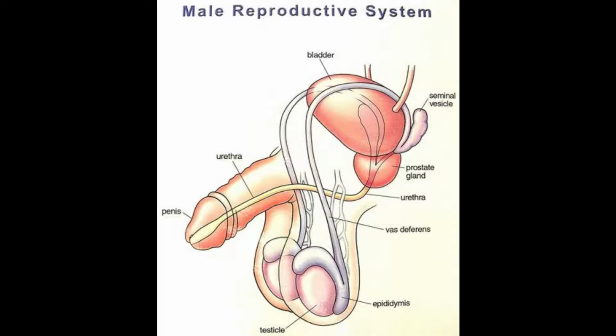Hi, my name is Jorge Monreal and I am going to explain the male reproductive system. Here in the image we can see the parts of the male reproductive system.